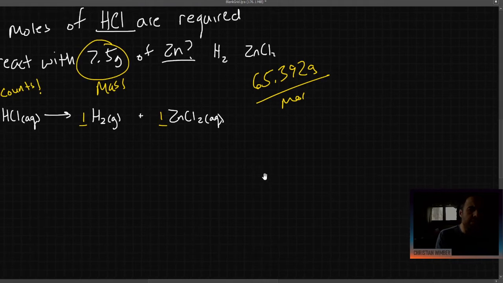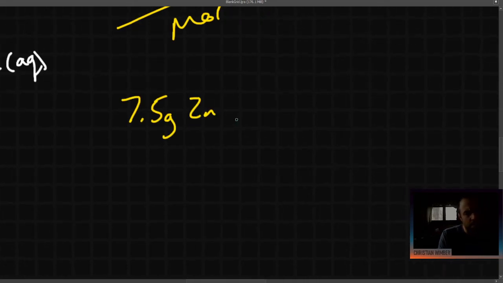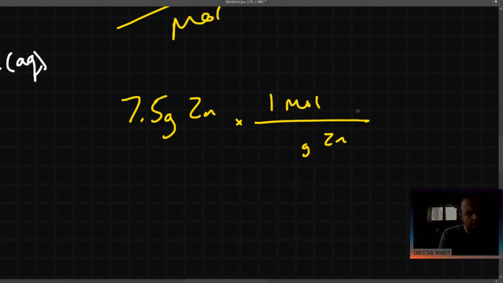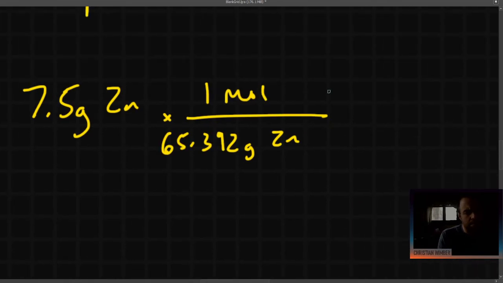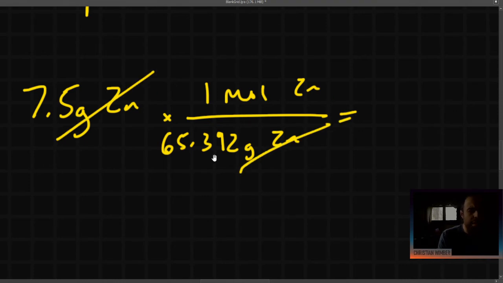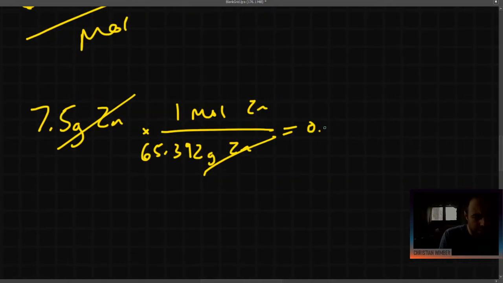So 65.392 grams. If we're going to actually go through and do the math here, remember we use a conversion factor. If we have 7.5 grams of zinc, but I don't want grams of zinc, I want moles of zinc. But I know that there's 65.392 grams per 1 mole of zinc. Grams of zinc will cancel out. We'll be left with, I believe, if I remember correctly, 0.115 moles.